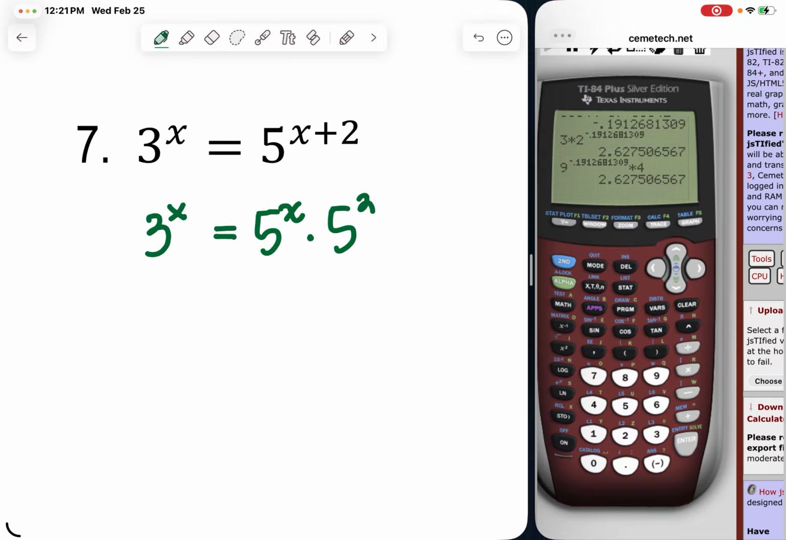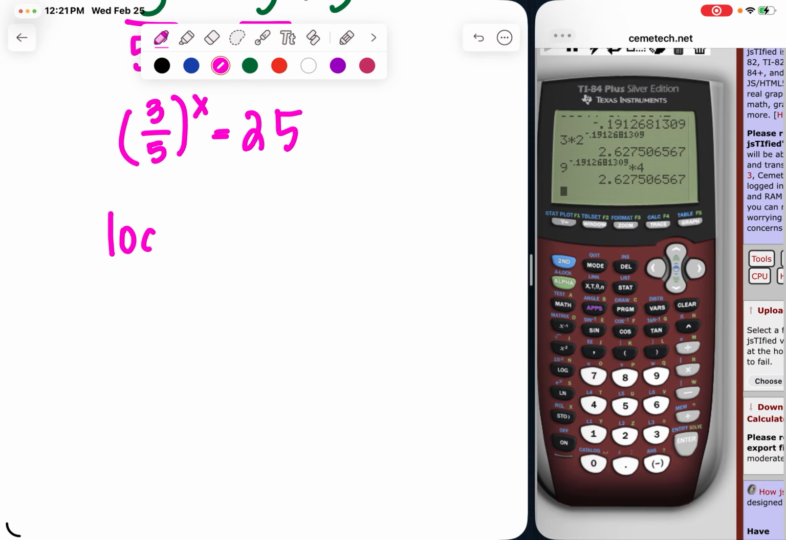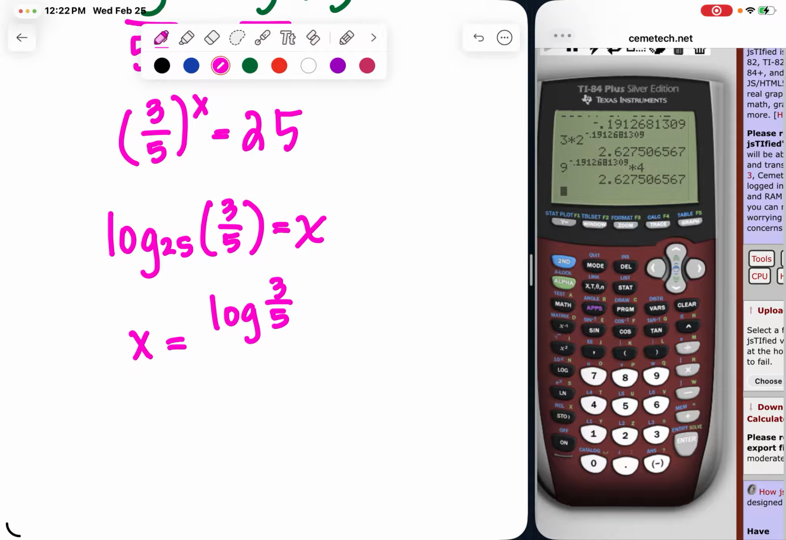So now I can do it just like I did the last one, where I have 3 to the x power and 5 to the x power, but they're on separate sides. Let's get them on the same side. And then 5 to the x divided by 5 to the x. And then I can rewrite this as (3/5) to the x is equal to 25. And now I can do it just like I did the last one, right? I can rewrite it in logarithmic form, and then put common log of 3/5 divided by common log of 25 in my calculator, and I can get my decimal approximation.